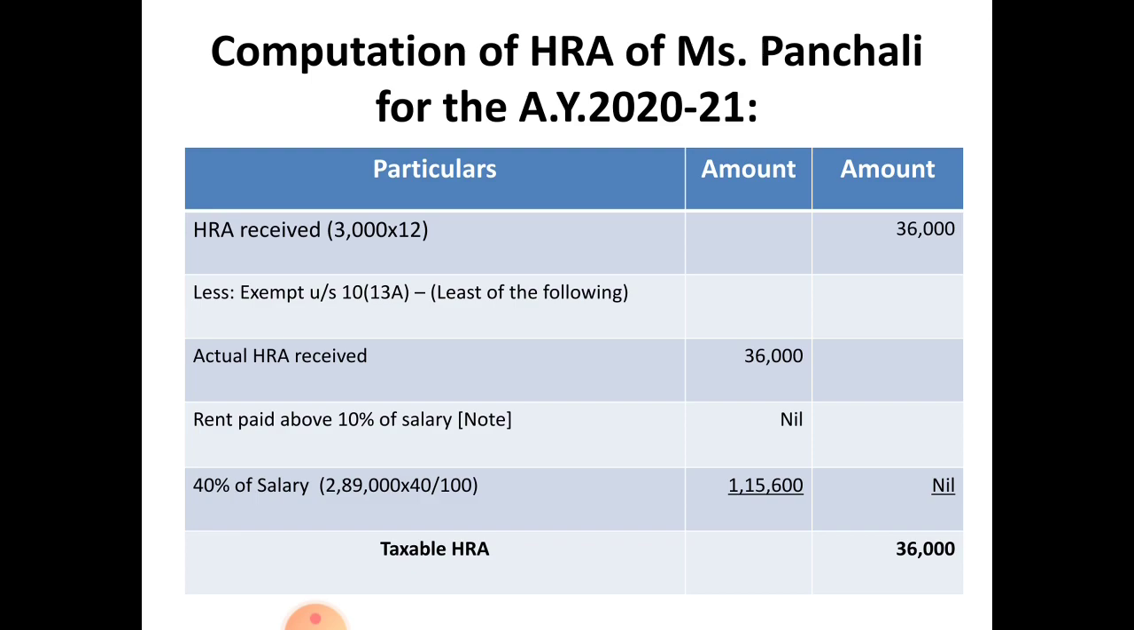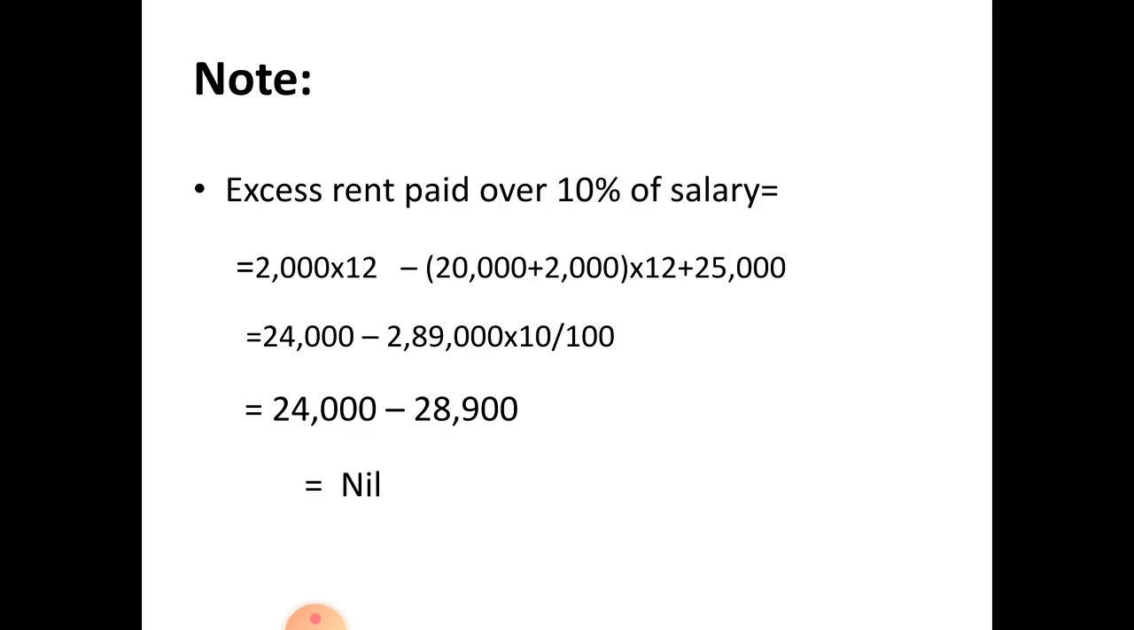See the solution. Computation of HRA of Miss Panchali for the assessment year 2020-21. Actual HRA received 3,000 for 1 month. For 12 months that amounts to rupees 36,000. From that you have to deduct the exemption under section 10 subsection 13A. That is actual HRA received 36,000; rent paid above 10% of salary. See the note. Excess of rent paid over 10% of salary: 2,000 into 12, that is rent paid. From that you have to deduct 10% of salary.